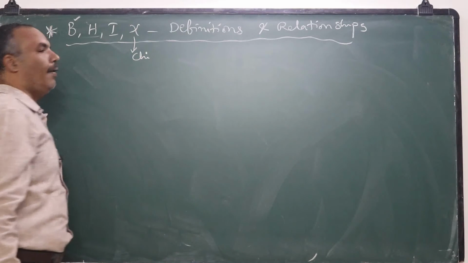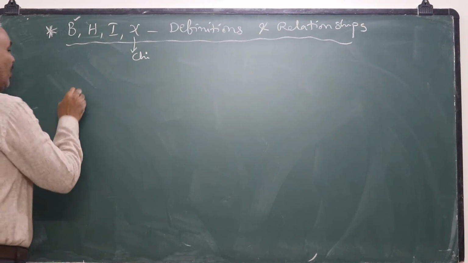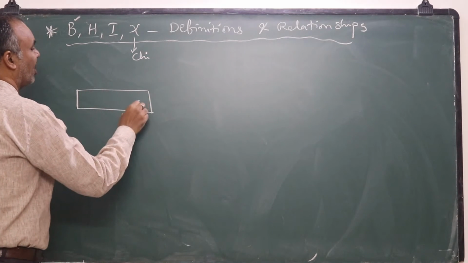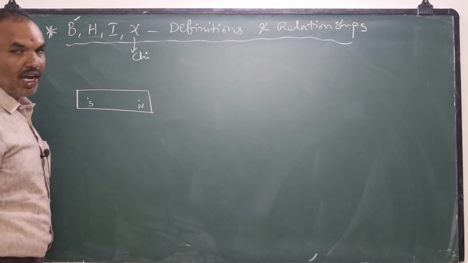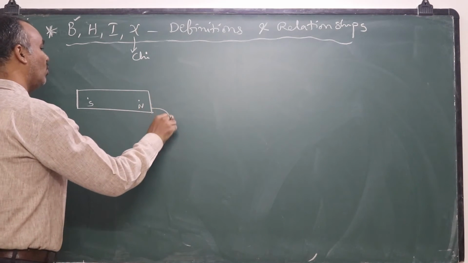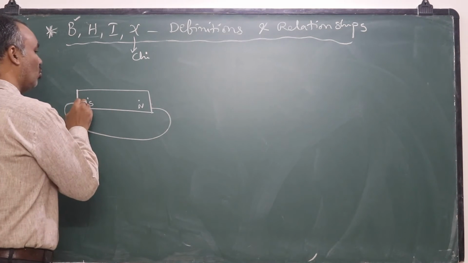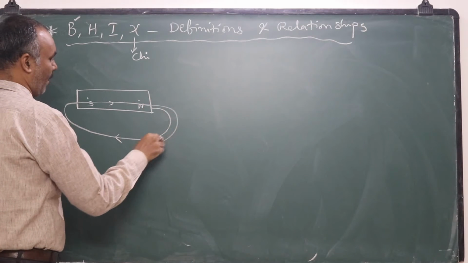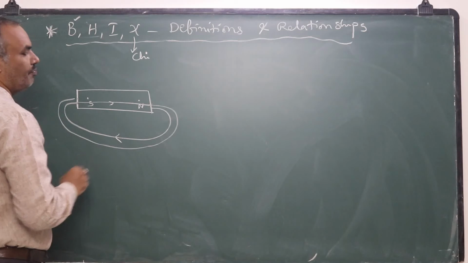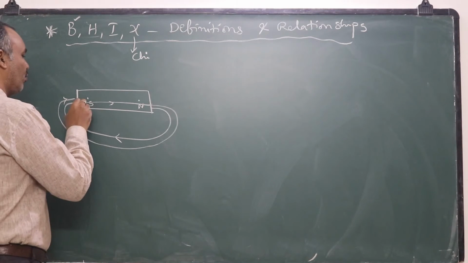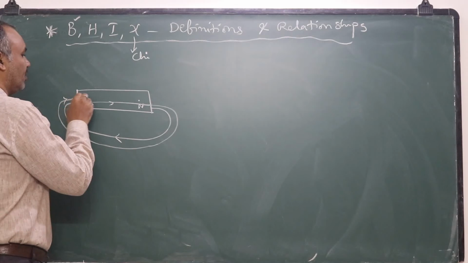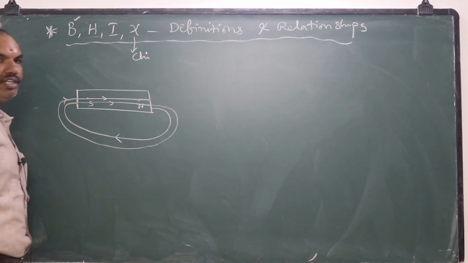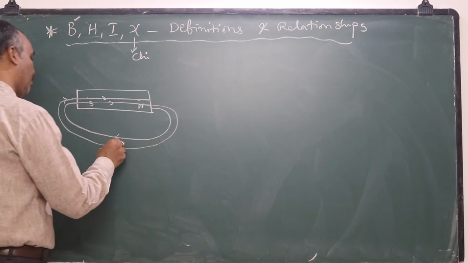Let us understand by observing this situation. I have a magnet. The magnet has a north pole and a south pole. As we discussed, lines of force move out of the north pole and enter into the south pole outside the magnet. Inside the magnet, they move from south to north, like this. So magnetic lines of force are always directed from south to north inside the magnet and north to south outside the magnet.